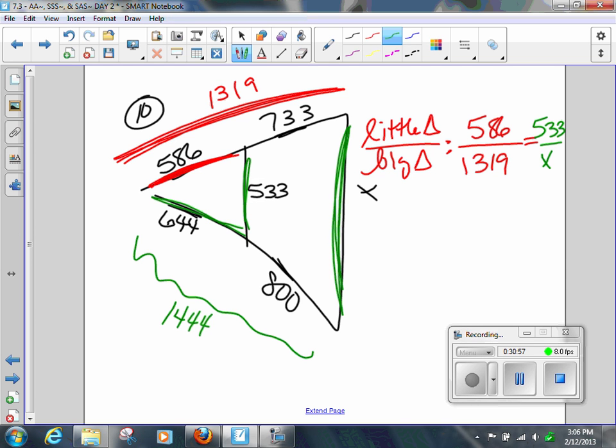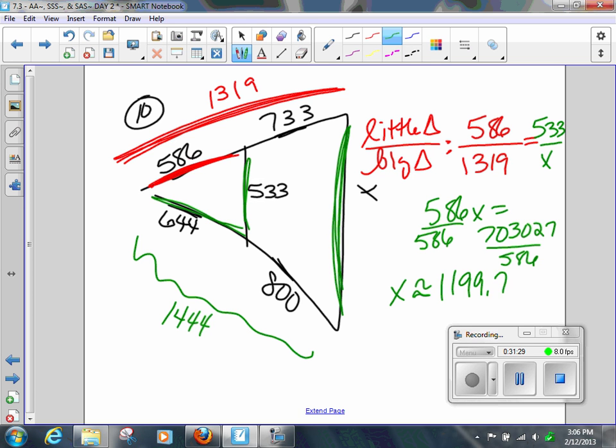Cross multiply, your numbers are huge. 586x is equal to 1319 times 533, which is 703027. Divide both sides by 586. And it said to round to the nearest meter, correct? When you do that, you're going to get 1199.7 blah, blah, blah. But it said to round to the nearest meter, which makes 1,200 meters.